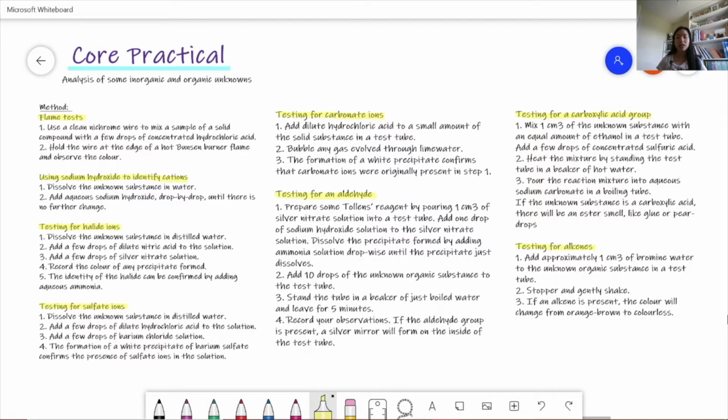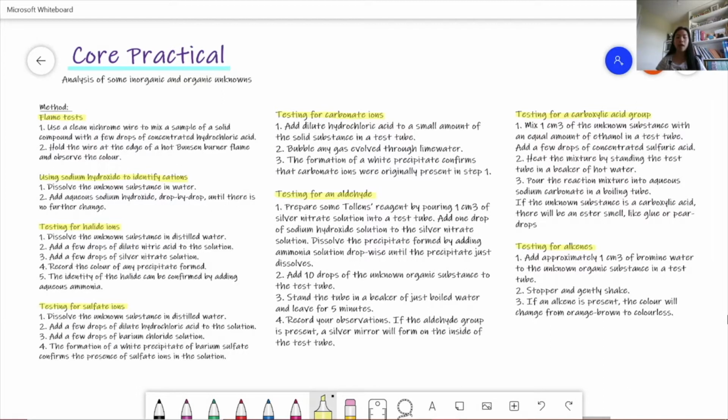Then we can test for sulfate ions, so we dissolve the unknown substance in distilled water and add a few drops of dilute hydrochloric acid, and then barium chloride. And the formation of a white precipitate of barium sulfate will confirm the presence of sulfate ions. And then going on to testing for carbonate ions, we can add dilute hydrochloric acid to a small amount of the solid substance in a test tube, and then we bubble any gas evolved through lime water.